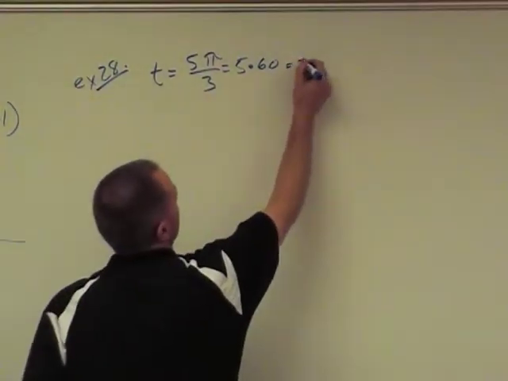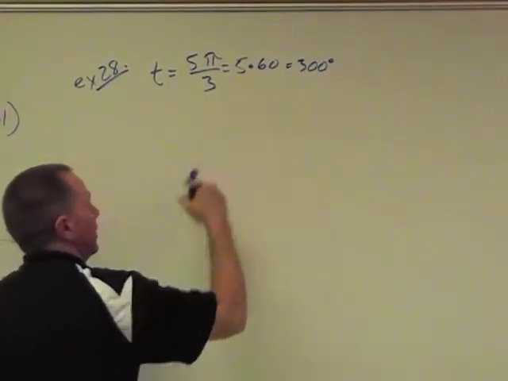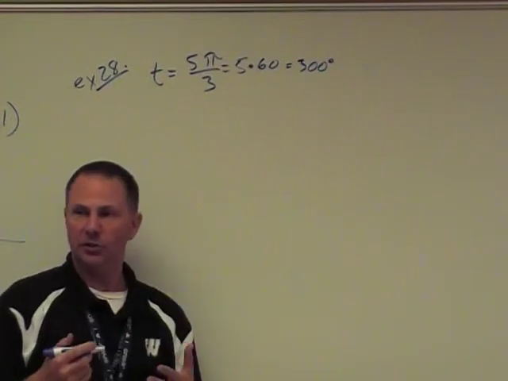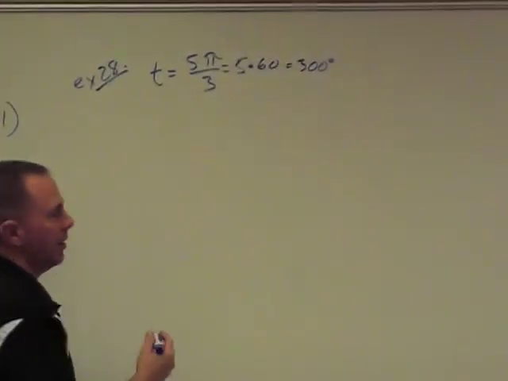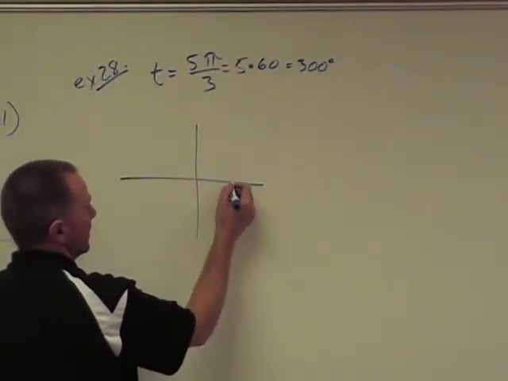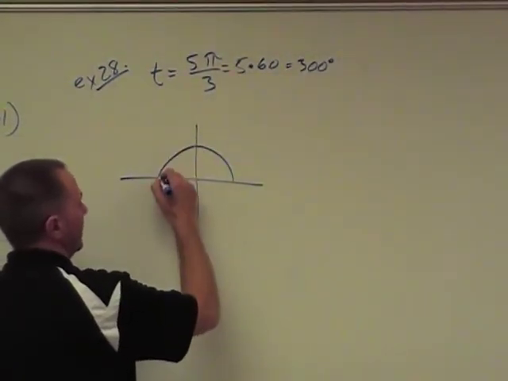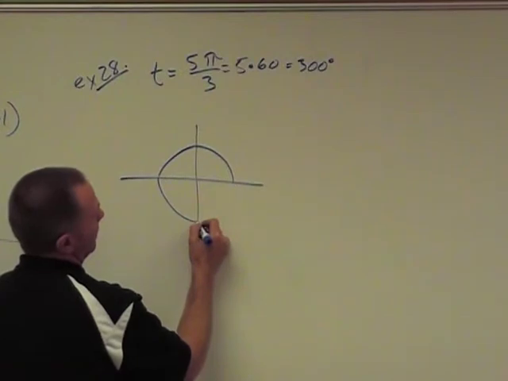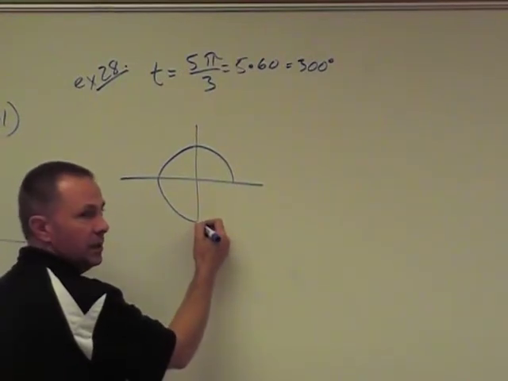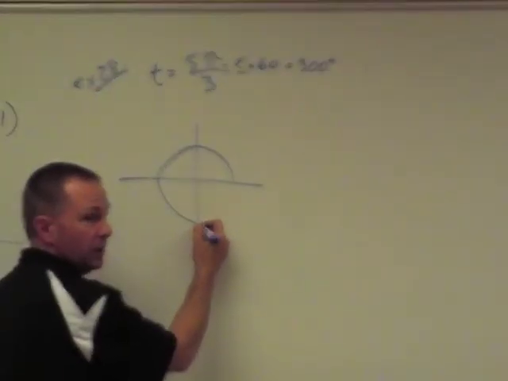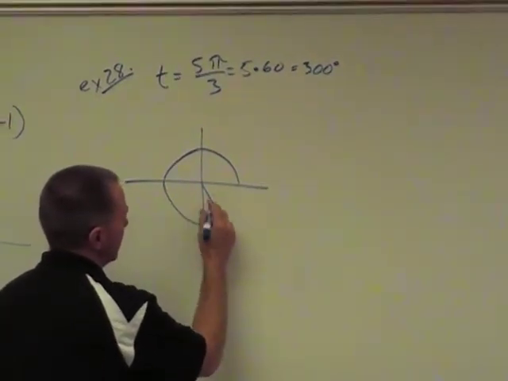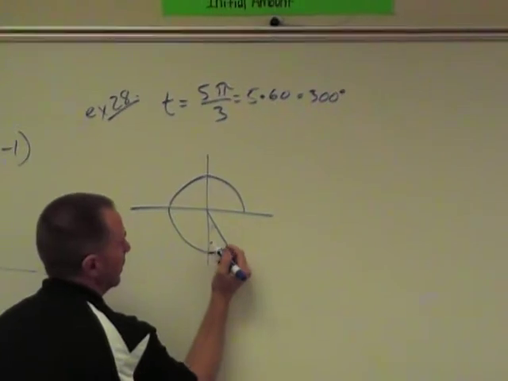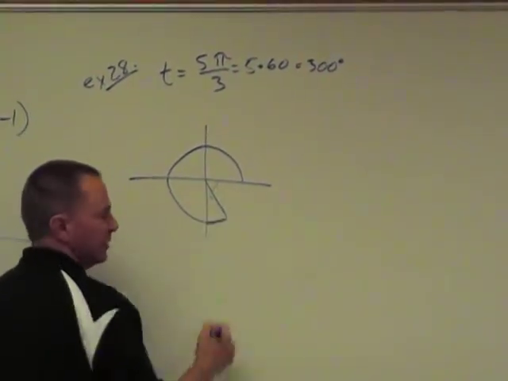So that's 300 degrees. You don't necessarily have to do it this way if you can think about it in terms of pi, but a lot of students have a hard time understanding where we are on the unit circle without degrees. So here's 90, 180, here's 270. How many more do I need? I need 30 more, don't I? Okay, so this is 30 here.